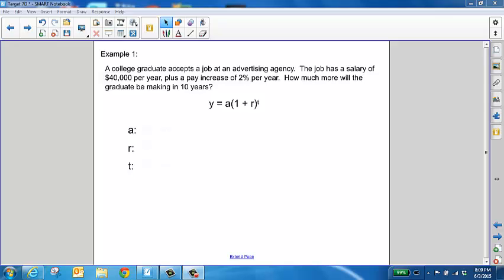So there's a few things that we need to identify first before we can answer that last question. We need to figure out what the A, the R, and the T are. Now the A represents that starting amount, so this particular starting amount is $40,000 per year. To determine the rate, we look here, it says an increase of 2% per year.